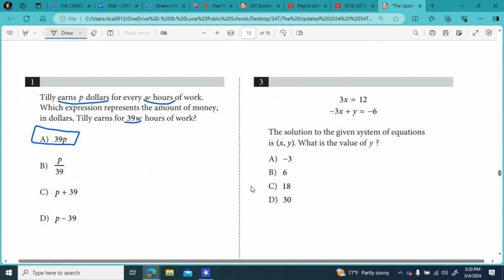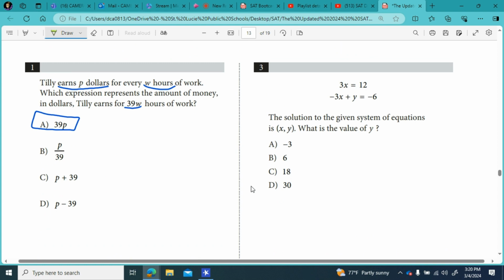And then question number 3 says, the solution to a given system of equations is x, y. What is the value of y? You have 2 ways you can go to solve this. Right away, you can see that 3x and minus 3x, those are equal and opposite. So you could just add these equations together, and these would cancel out. So on this side of the equal sign, you'd be left with y. And we add 12 plus negative 6, which is 12 minus 6.